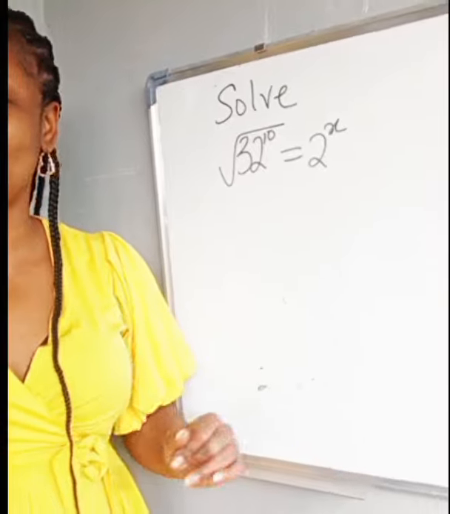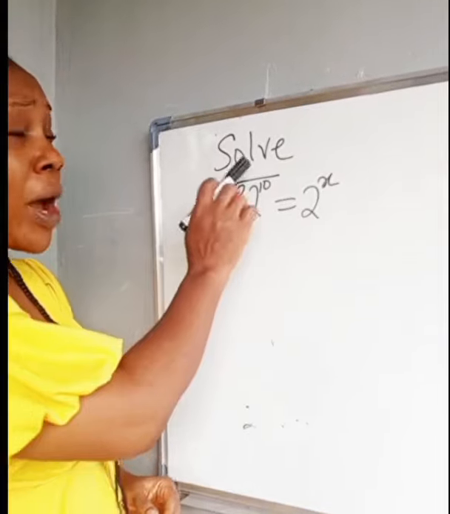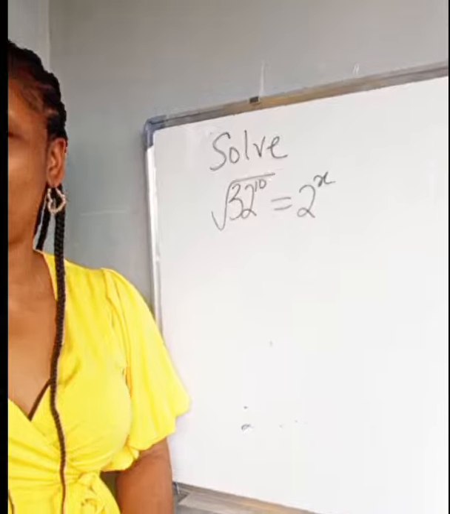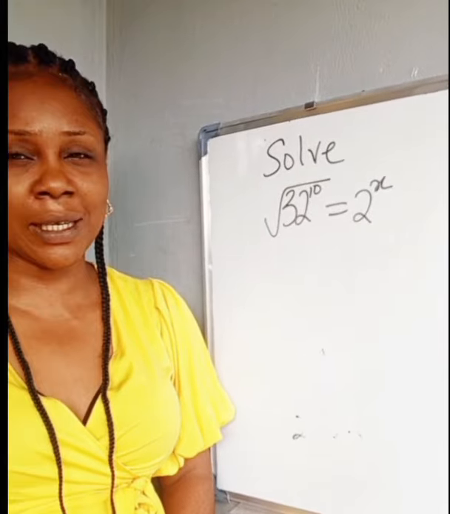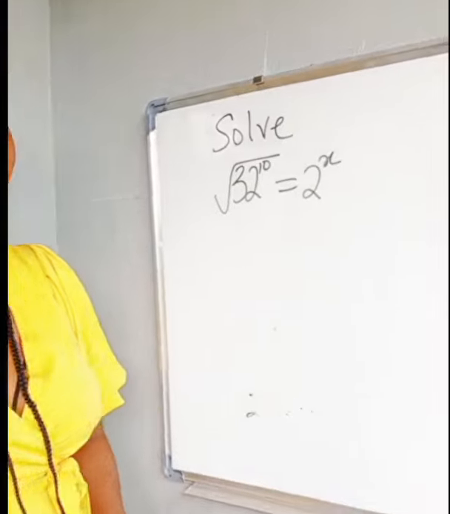We have something to solve on the board, and it says that we should solve: the square root of 32 raised to the power of 10 is equal to 2 raised to the power of x. Now it's just so easy. What do we do? The first thing we have to do is to write solution.